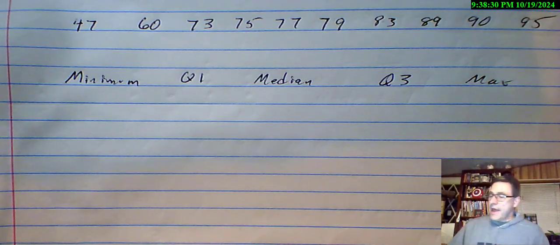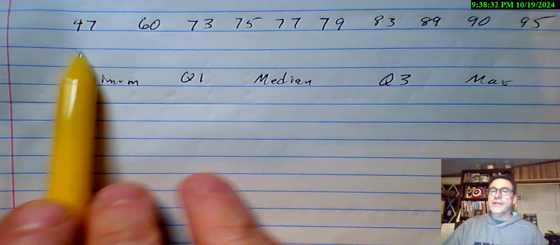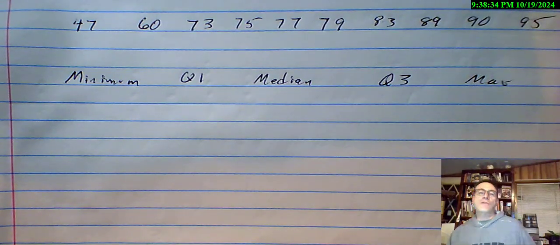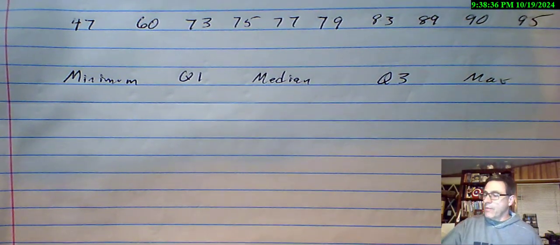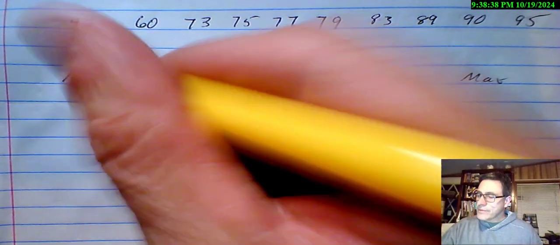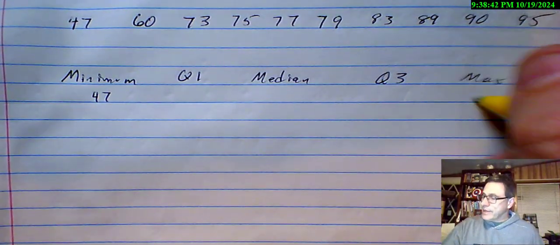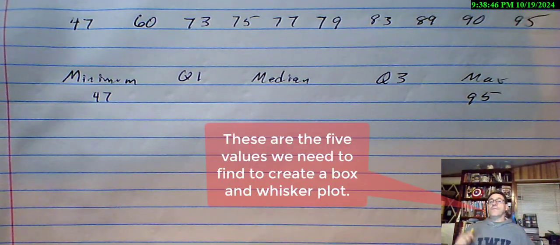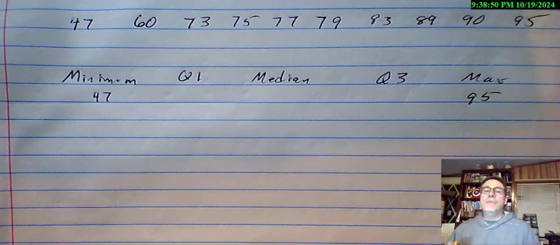All right? And I've already arranged these 10 quiz scores in order from least to greatest. And I want to find the minimum value. So we know that that's a 47. The maximum value is 95. So I always want to find the smallest and largest values first. All right. Then we need 3 other numbers. We're going to need the median, and we've talked about median before. It's the number that's going to split the data in half from least to greatest.